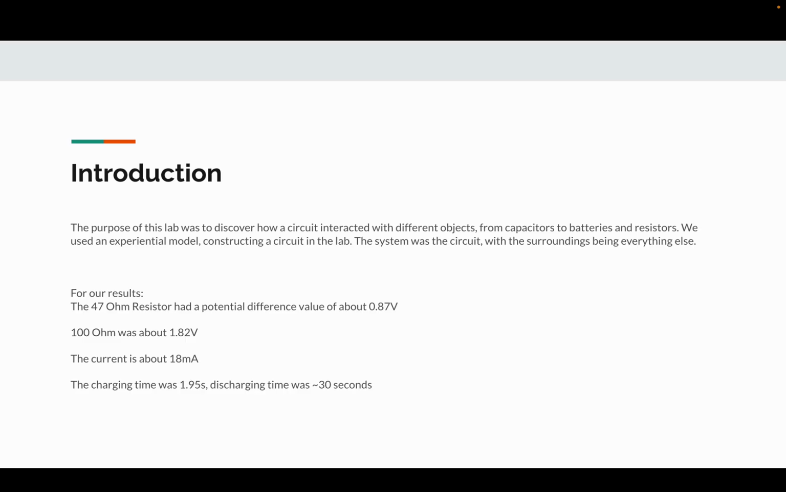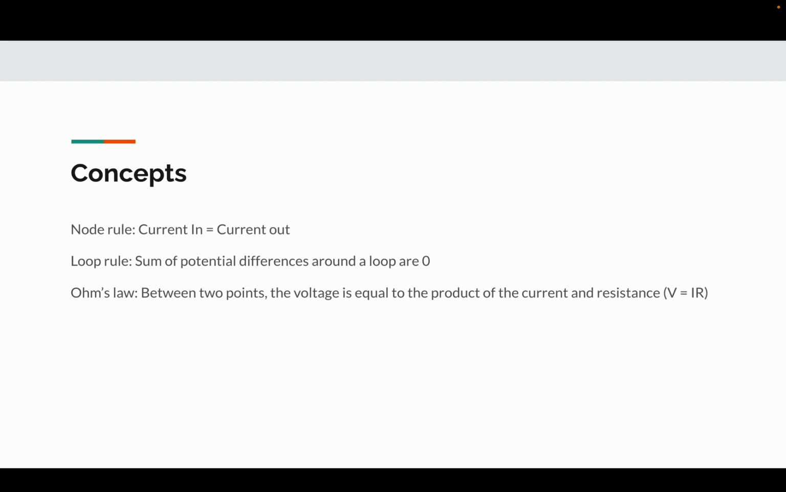For results, the 47 ohm resistor had a potential difference of about 0.87 volts. The 100 ohm resistor was about 1.82 volts. The current is about 18 milliamps. And the charging time was about 1.95 seconds, and the discharging time was about 30 seconds.